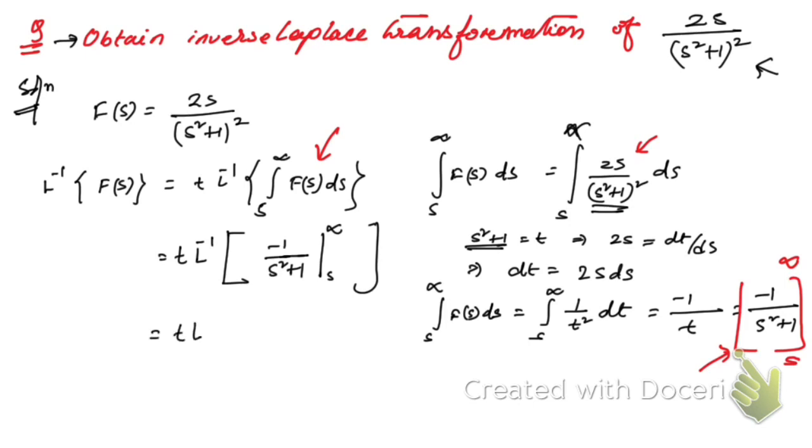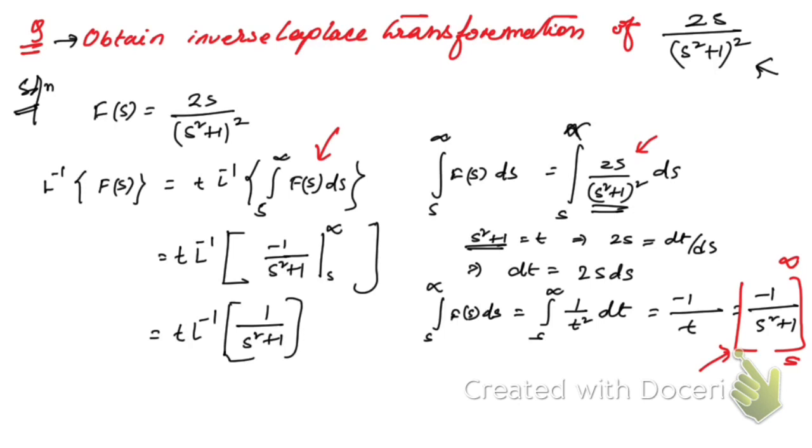So let's put the upper and lower limits. That is t into inverse Laplace transformation. If you put here infinity, that's going to be infinity. If the denominator is infinity, that's going to be 0, right? So that's going to be 0, then minus. Now let's put the lower limit, minus 1 by s square plus 1. That's what we're going to have, right? So then this minus minus, that's going to be plus, so we can write directly this way. So we're going to get this result directly, right? That's what we're going to have. So hope you have understood this.